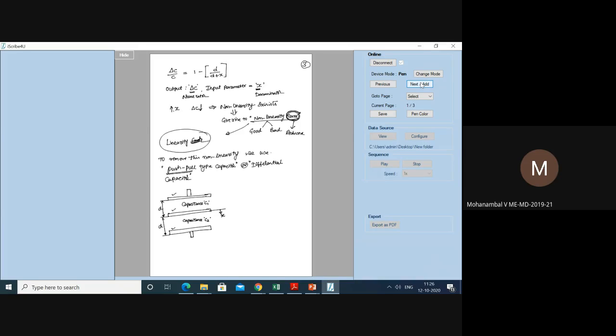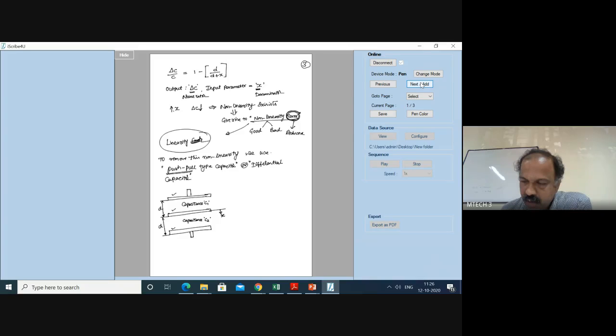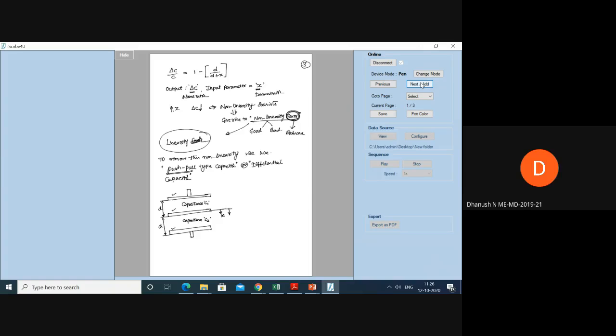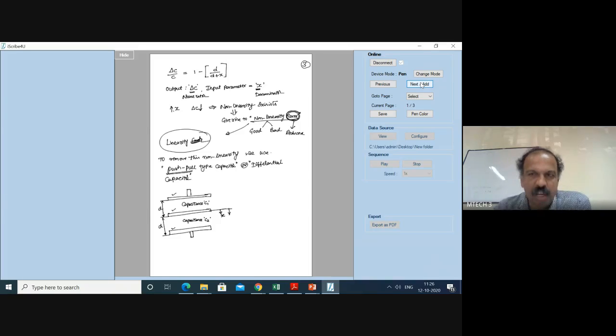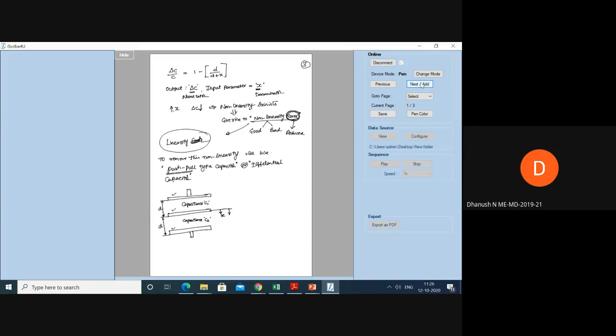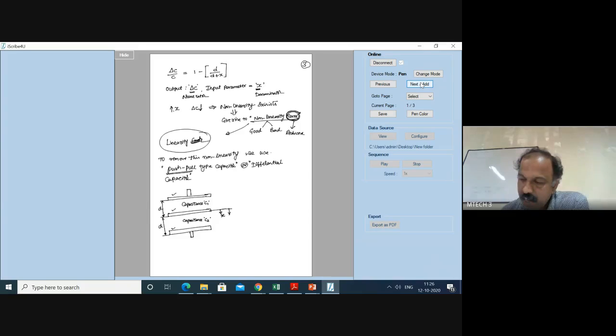Reduce. Increase, sir. The top plate, I am asking. In the top plate, if you push this x downward, are you increasing the value of d or are you reducing the value of d? Increasing the value of d, sir. Okay, means you are pushing or you are pulling? Pushing, sir. Yeah, simple. Okay, you are pushing the thing.